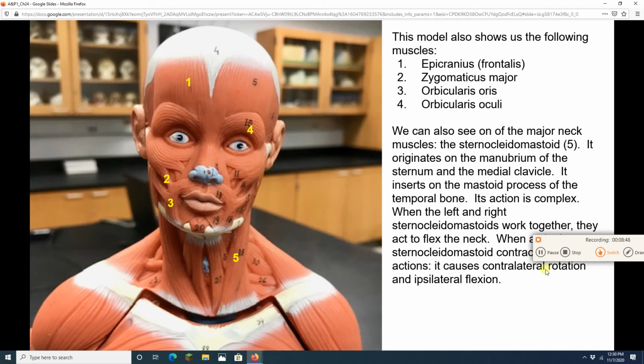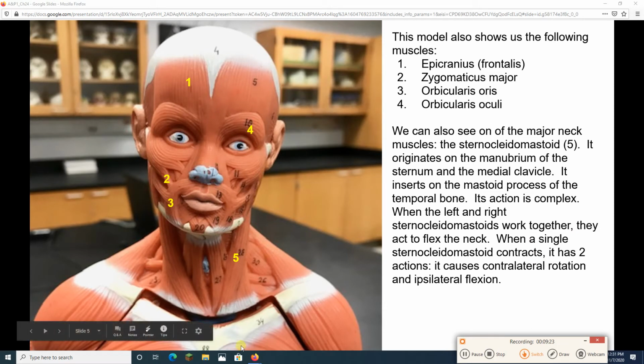Okay. If we look at another model, this is just a different model with a different face. We can again see the epicranius, the frontal belly, the frontalis part. And you can see how it's kind of like got two parts to it here. We can see the orbicularis oculi around each eye. We can see a zygomaticus major with that angle towards the zygomatic bone right there and right there. We can see the orbicularis oris encircling that mouth.